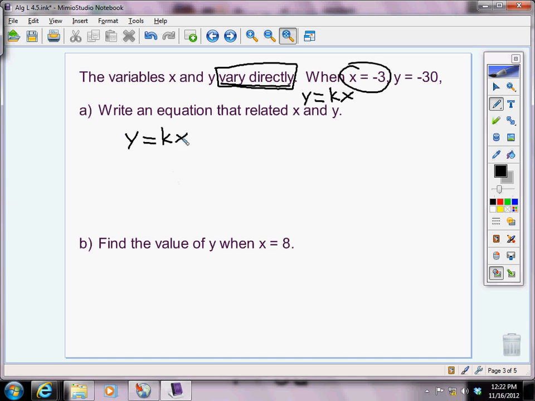X equals -3. So for x here, I'm going to put in a -3. Y equals -30. So for y, I'm going to put in a -30. I don't know what k is. I don't know our constant of variation. I just know what my x and y are. So I have an equation, and I can solve for k. I can divide both sides by -3, and I'm left with k equals -30 divided by -3, which is 10. So our constant of variation is 10.